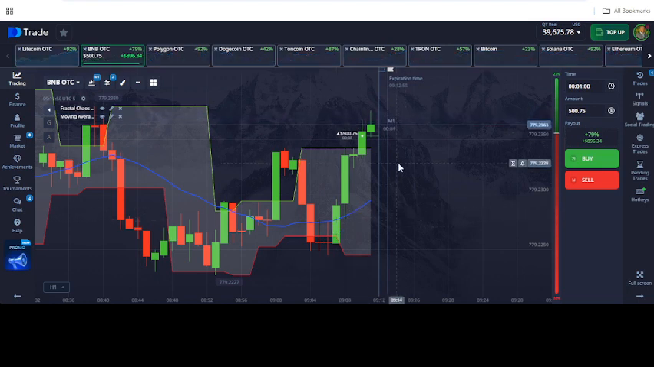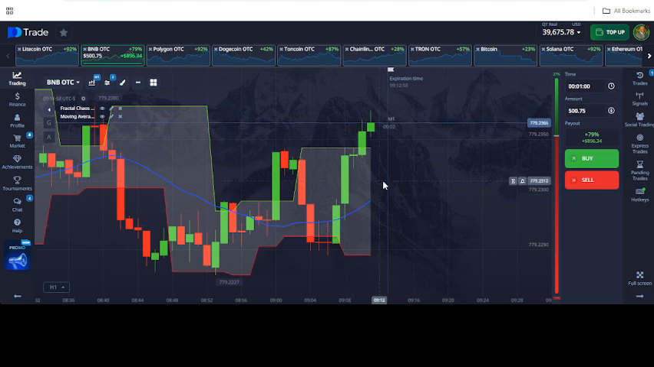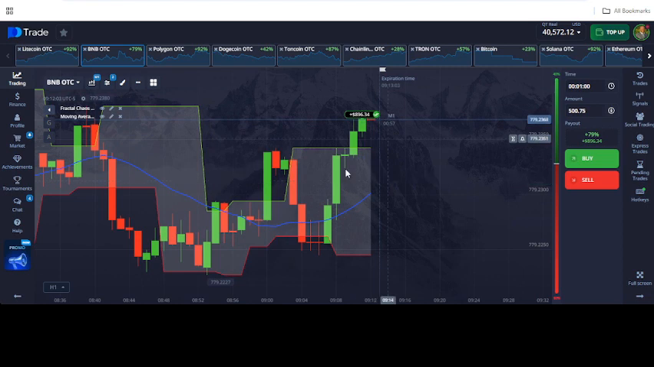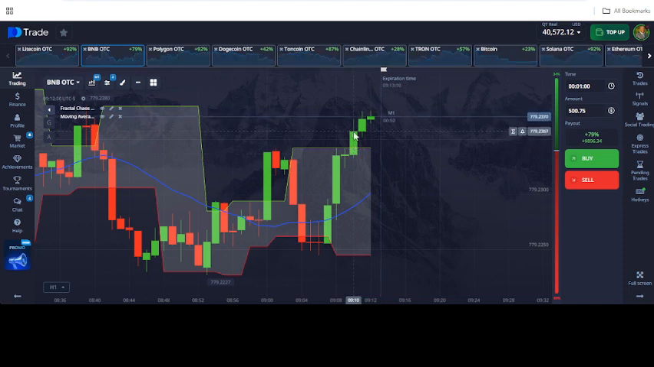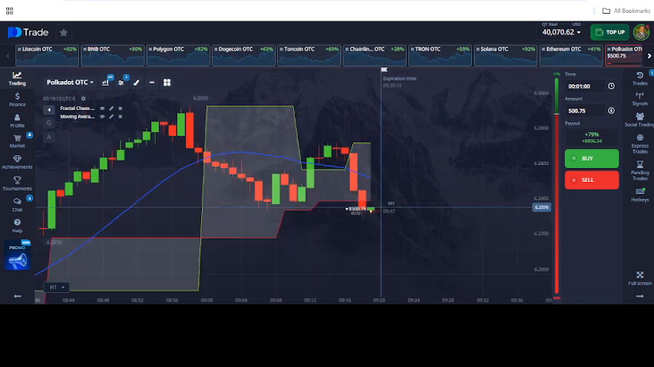We want to trade with the trend here. Okay, so that trade was in the money. Basically, we're trading with the trend. Wait for the candle to close above the chaos band line here. And that's when I took the trade. Okay, so I'm going to pause the video and look for one more setup. Okay, so I'm on Polkadot and I just took a sell trade here.